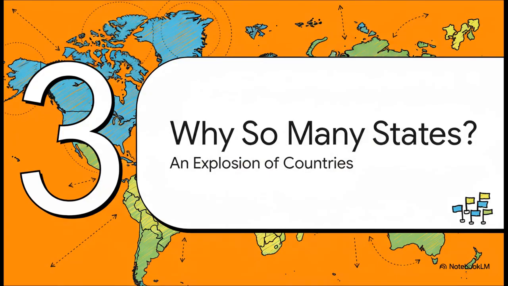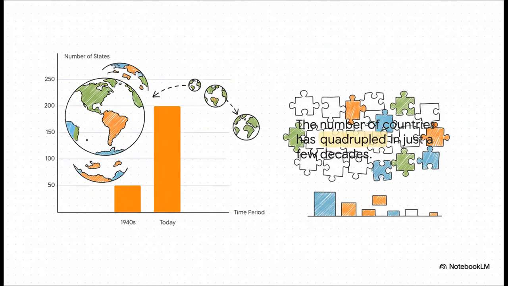All right, let's switch gears a bit. One of the most important things to understand about the modern world map is just how new a lot of it is. The number of countries has absolutely exploded. I mean, check this out. As recently as the 1940s, so around the time your grandparents were born, there were only about 50 countries in the entire world. Today, we're pushing 200. That's a huge increase. So what happened? Where did all these new states come from?